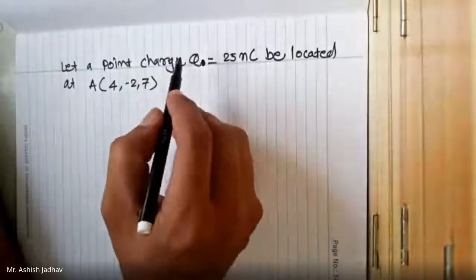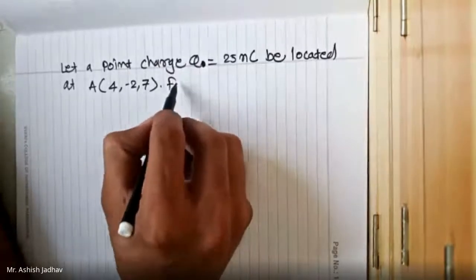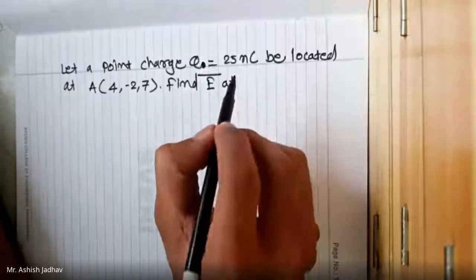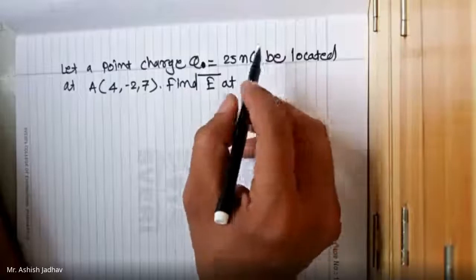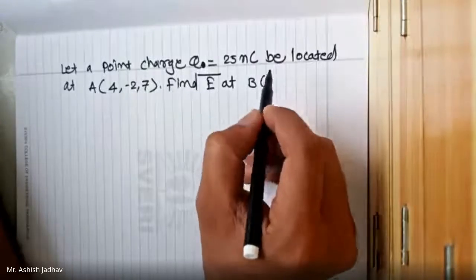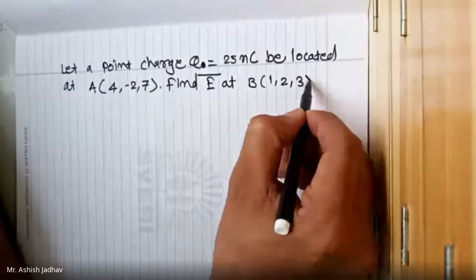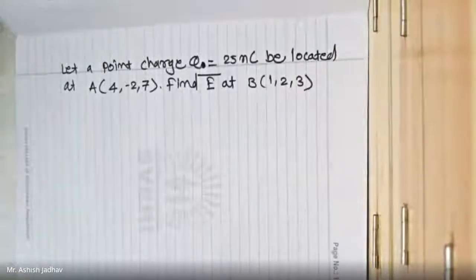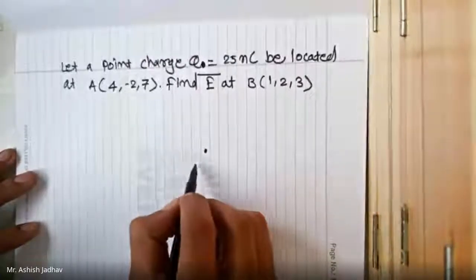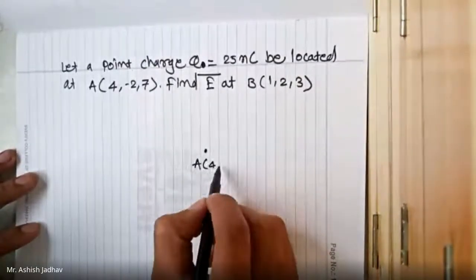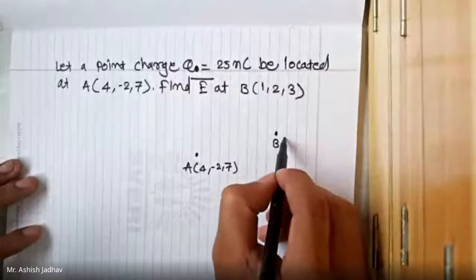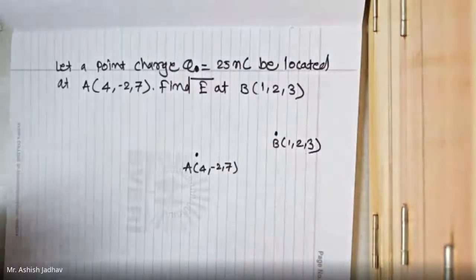So find electric field intensity, find E bar, at, let's say, point B (1, 2, 3). So this is the example, and what information is given to you? Point A and point B are given. So let us assume point A is here. A is having coordinates 4, -2, 7, and point B is having coordinates 1, 2, 3.